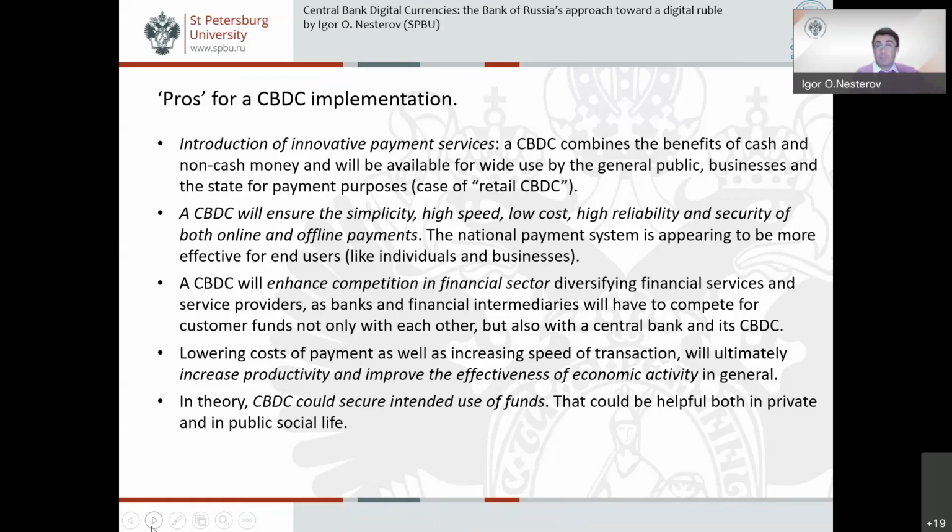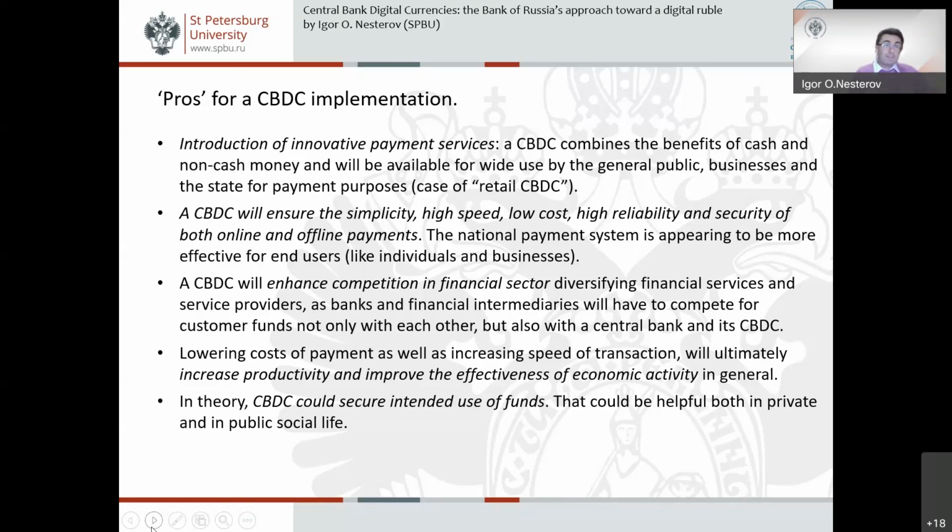CBDC will enhance competition in the financial sector, diversifying both financial services and service providers, because banks and financial intermediaries will have to compete for customer funds, not only with each other, but also with the central bank and its CBDC, central bank digital currency. And lowering costs of payment as well as increasing speed of transaction will ultimately increase productivity and improve effectiveness of economic activity in general.